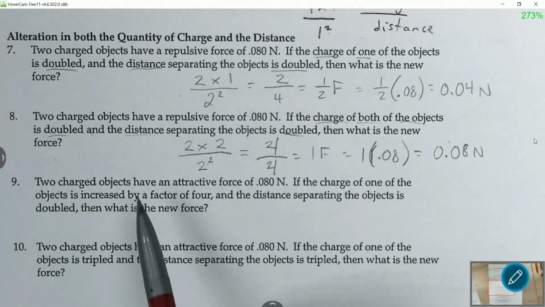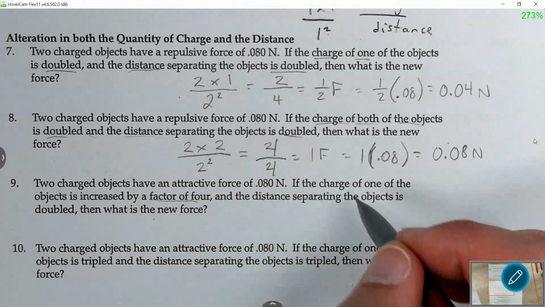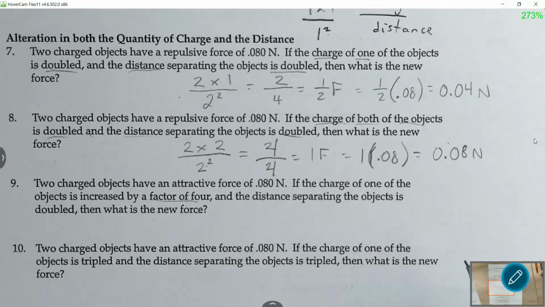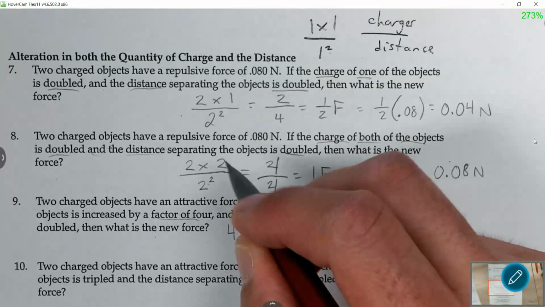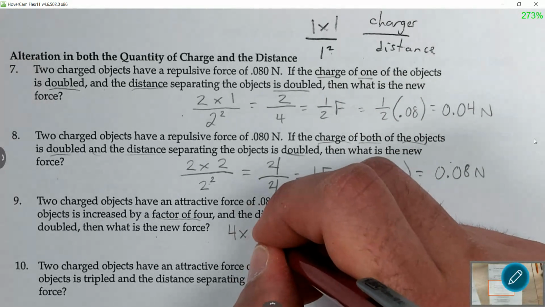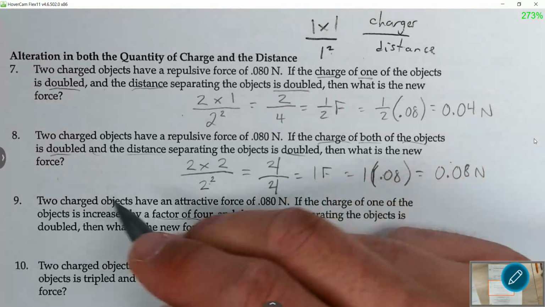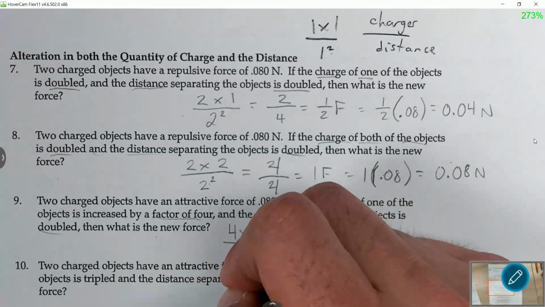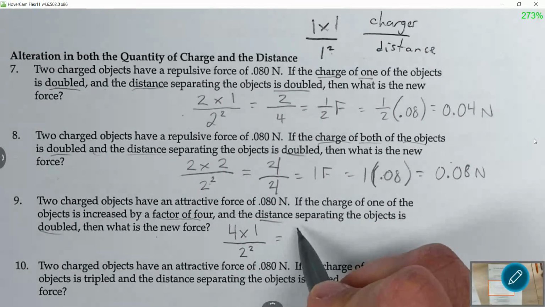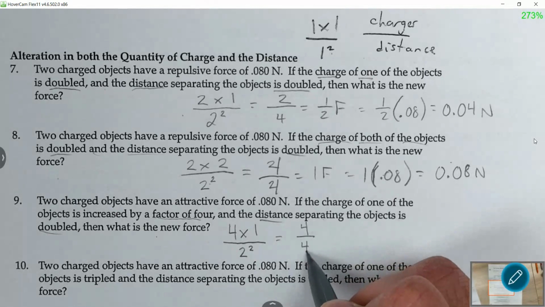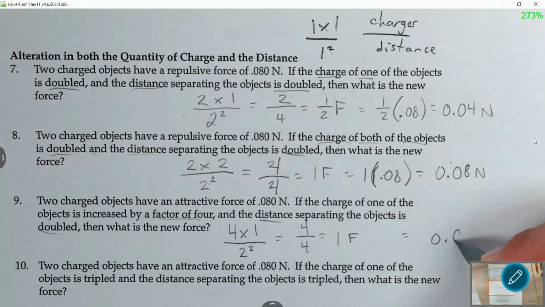Next one, charge of one of the objects is increased by a factor of 4, and the distance is doubled. So now what's the new force? Well, one of the charges increases by a factor of 4. We're going to turn it into a 4. They don't tell us anything about the second charge, so that stays a 1. But the distance doubled. So the 1 on bottom for distance, we have to make it a 2, and when we square it, we play this out. 4 times 1 is 4, and 2 squared is 4, which reduces down to 1 times the 4, so it's going to be the same answer as the one just above this.